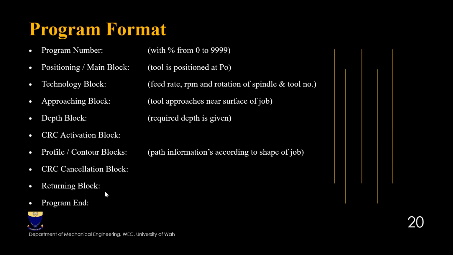After that, returning block and program end. The returning block is basically that you have selected a point at which the machine will come after completing the required part or the dimensions, and after that you will just end the program.